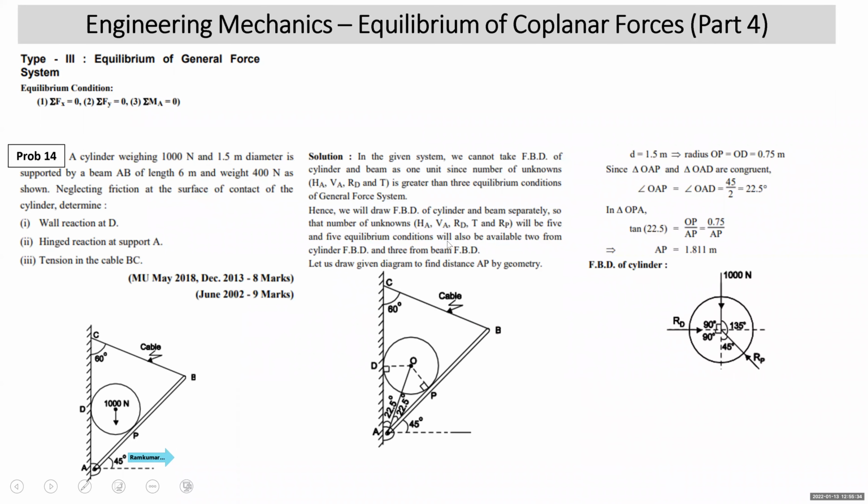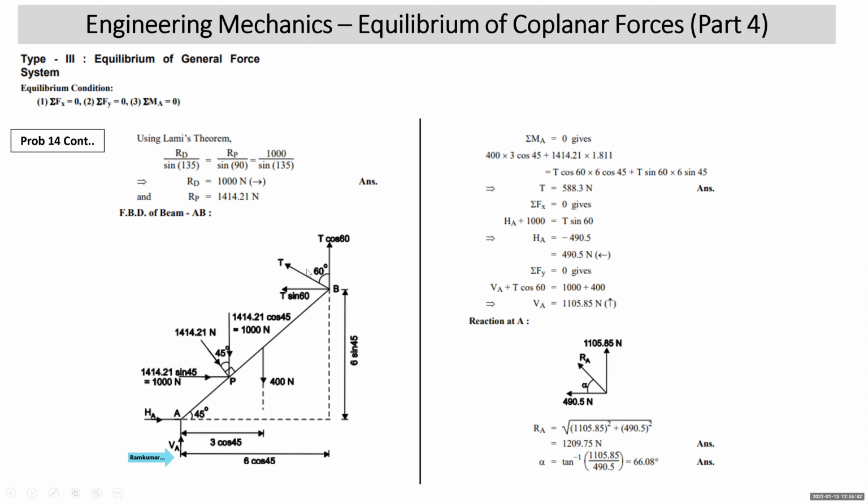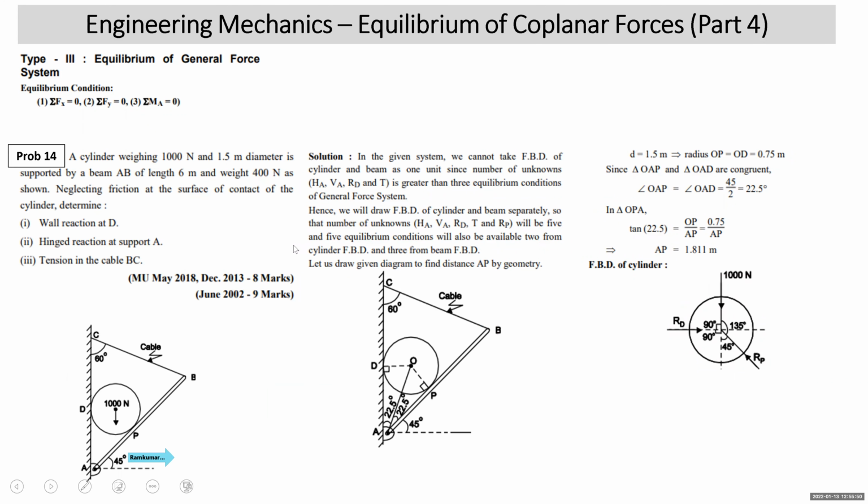Now you can see that here this cable is making 60 degrees with the vertical at C. All right. So this is what we have used, and the AP length has been obtained as 1.811 meter. Okay, and the beam is hinged at A.